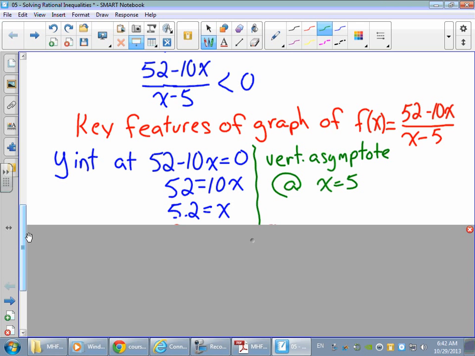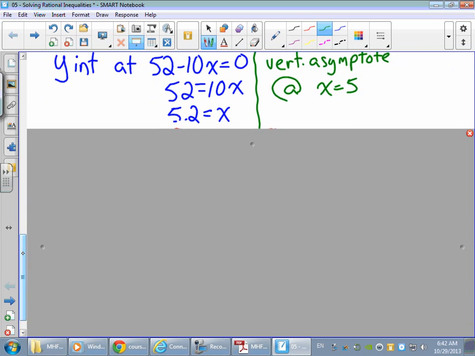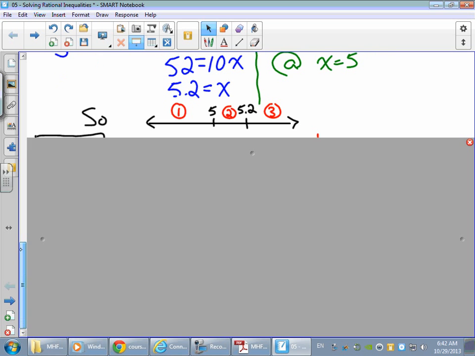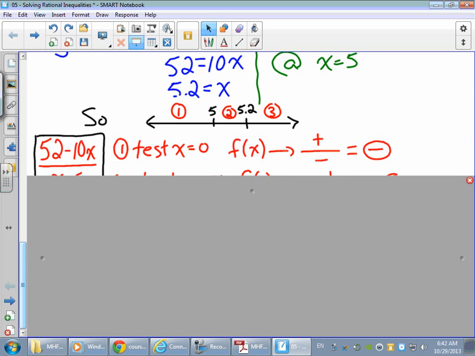The keys are, of course, when the top is 0 and when the bottom is 0. Once we have this in kind of a factored form, although it's a pretty simple factored form, obviously, we can find those key features. And then from there, we know those will be my zeros, and in between or around those is where the different options will occur. Numbers that are not 5 and 5.2 will either give negatives or give positives, and we just have to figure out which is which.